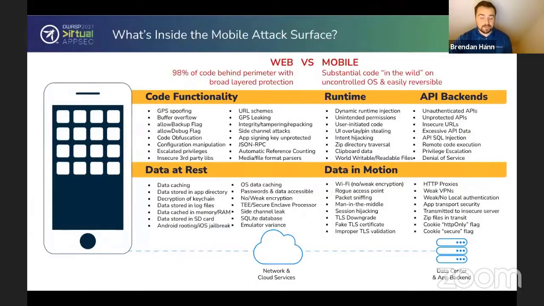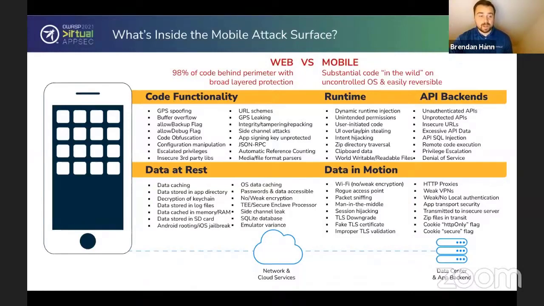So there are actually five big areas that attackers can take advantage of. There's the actual code that developers write, that whole code functionality box. There's data at rest. Both of those exist on the physical phone itself.